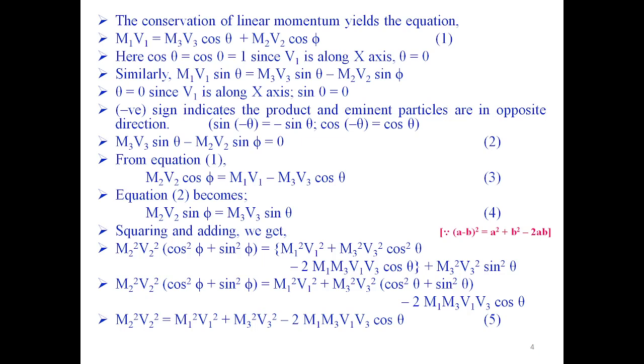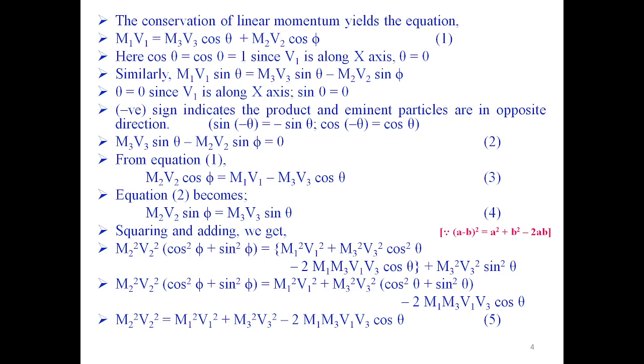Squaring and adding, we will get m2 squared v2 squared into cos squared phi plus sin squared phi. So we have taken out the common term, which is equal to, so we are expanding with (a minus b) the whole squared. So the equation becomes like this: m2 squared v2 squared into cos squared phi plus sin squared phi, which is equal to m1 squared v1 squared plus m3 squared v3 squared into cos squared theta plus sin squared theta. So we have taken out the common terms, minus 2 m1 m3 v1 v3 cos theta.